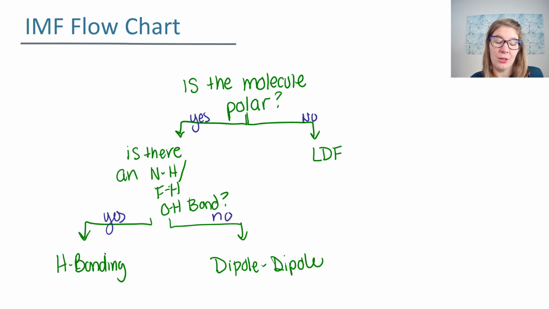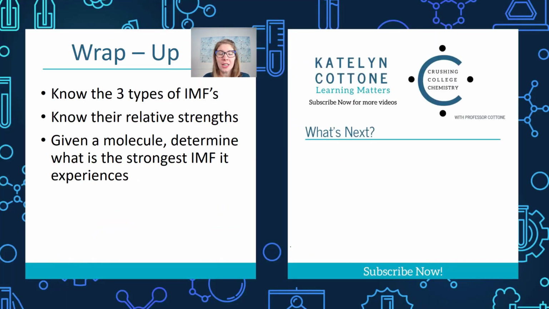So hopefully you can begin to use the flowchart to help determine which molecules experience what forces. In this video, we talked about the 3 types of intermolecular forces and looked at examples for each of them. You want to know their relative strengths, because when we move on to our next section and we look at how these intermolecular forces affect physical properties, you need to know which intermolecular forces are stronger than the others. Then, if you're given a molecule, you definitely want to be able to determine what the strongest intermolecular force is that that molecule can experience.